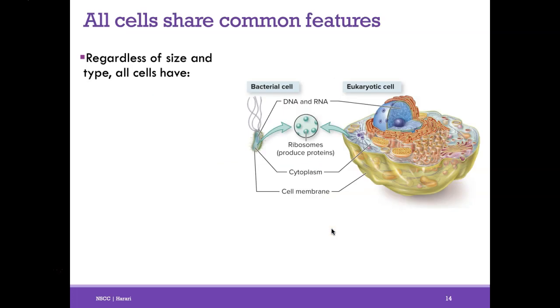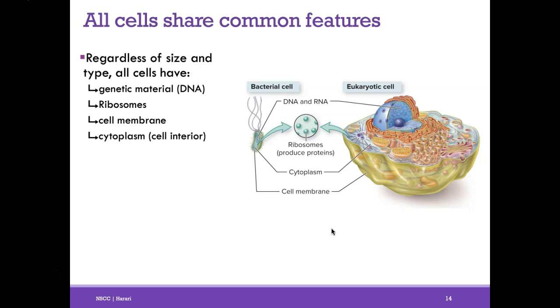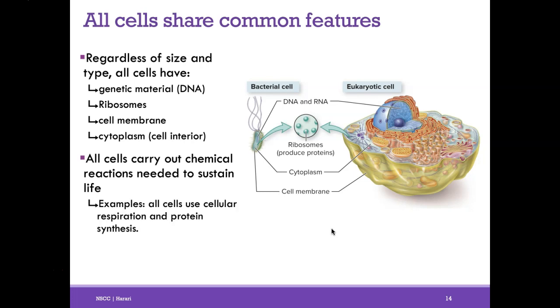Regardless of cell type and size, all cells have the following, whether you're a bacteria or a human cell. You have DNA, ribosomes, a cell membrane, and cytoplasm, the stuff on the inside. All cells have chemical reactions taking place in order to sustain life. Right? So all cells do cell respiration and protein synthesis.